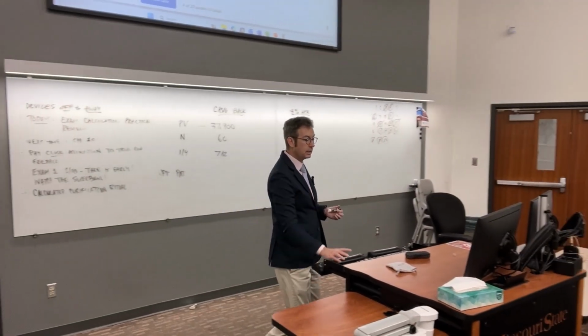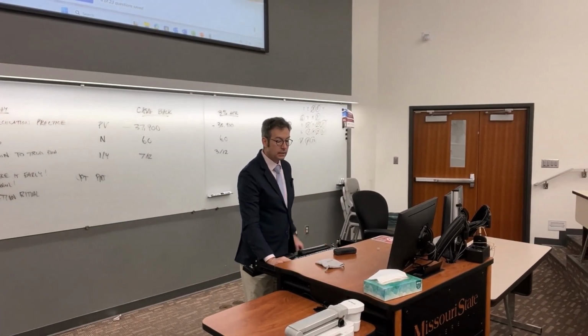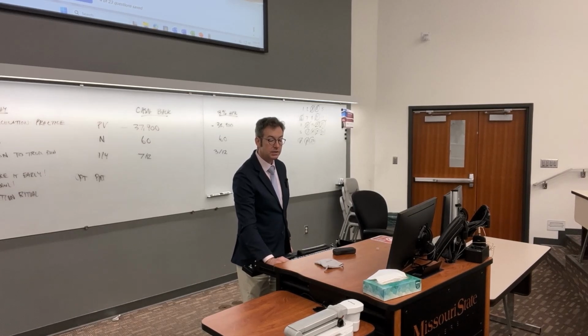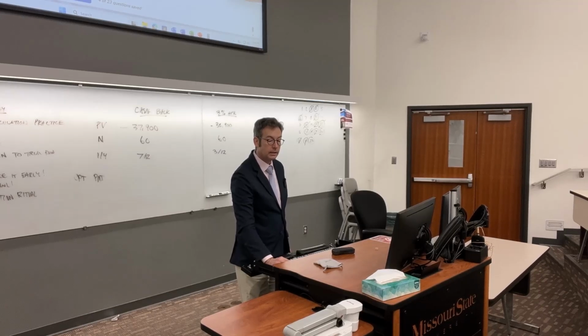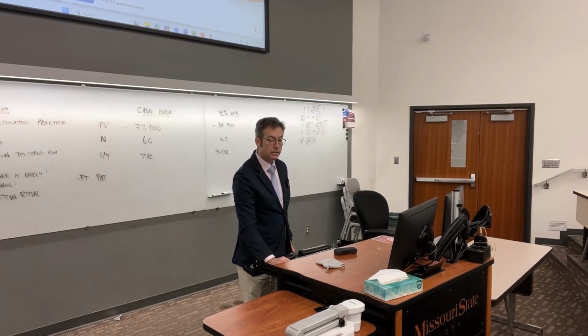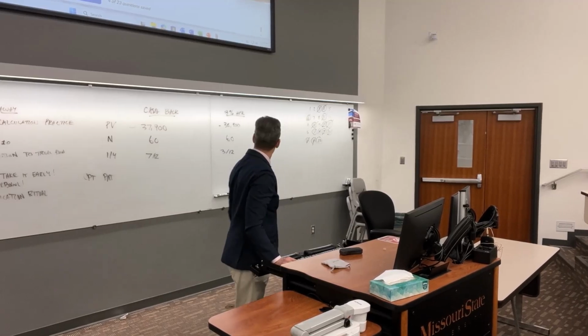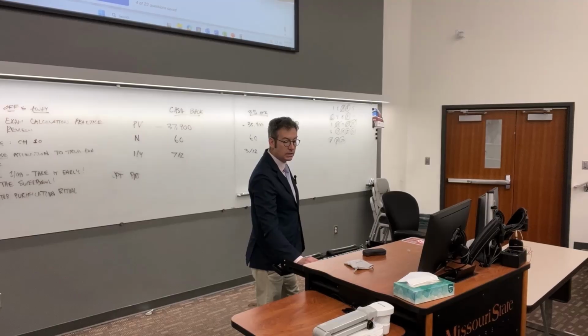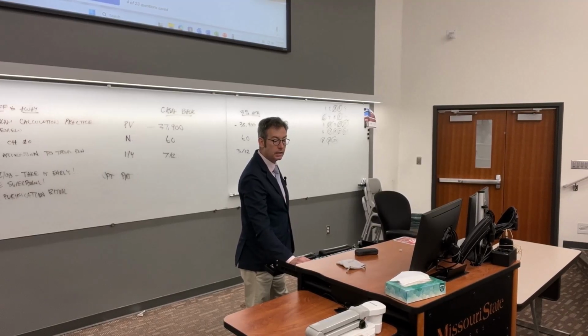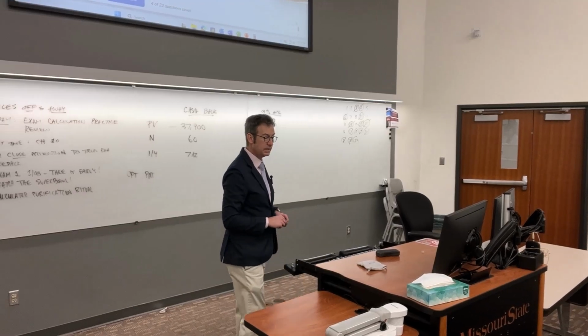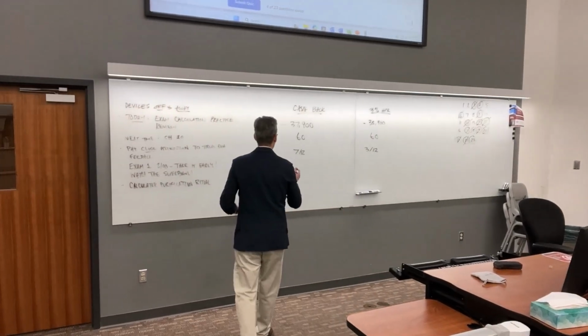So here we go. Second, clear TVM. I'm going to put in 60 for N, 7 divided by 12 equals for I/Y, and I'm going to put in 37,900 negative for present value. And then I will compute the payment. I'm getting $750.47.